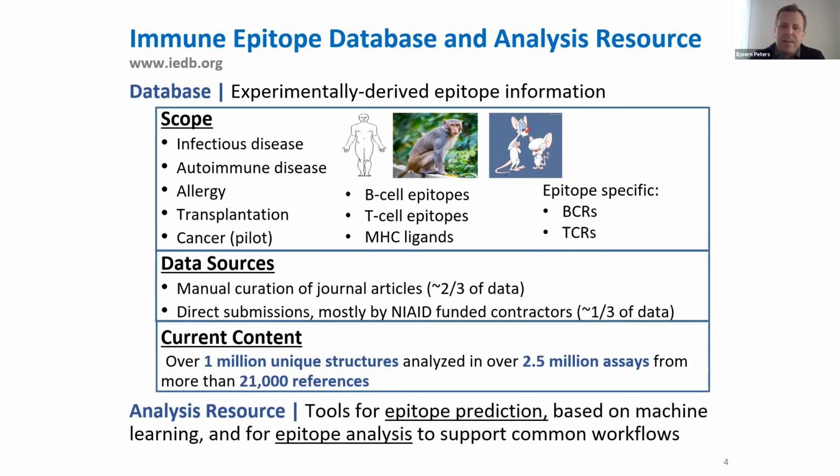We have B-cell and T-cell epitopes and MHC ligands, which are peptides that are binding or processed and presented by MHC molecules. And we have epitope-specific BCRs and TCRs. That is the link to the AIRR community. And I have to stress, we don't capture full repertoires, but only receptors that have known epitope specificity. Our data comes from manual curation of the literature. Journal articles are 2/3 of the data, and direct submissions, mostly by NIAID-funded contractors, about 1/3 of the data.